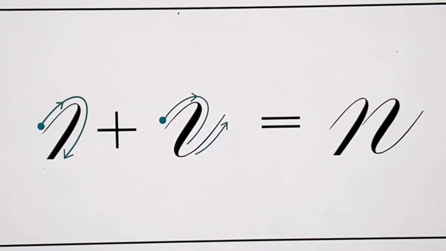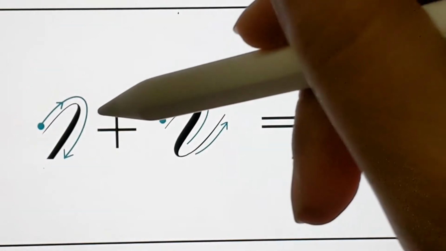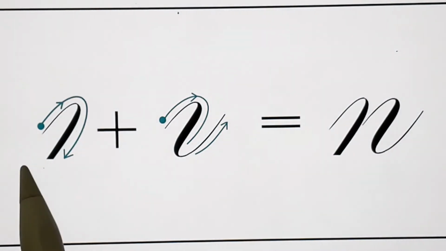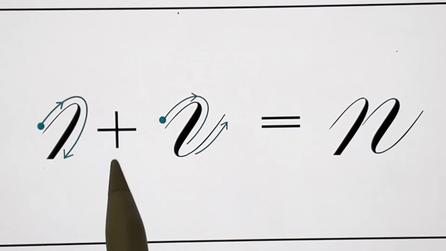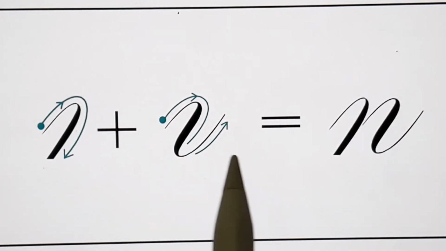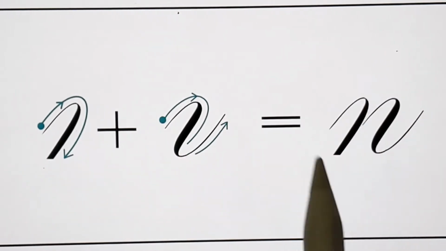Hello everyone, so in today's video we're gonna learn the letter N in the Copperplate script. As you can see, it's quite simple to write and it's very similar to the letter M that we learned earlier. So we first start off with an overturn, then we add a compound curve, and when we add these two strokes together we get the letter N.